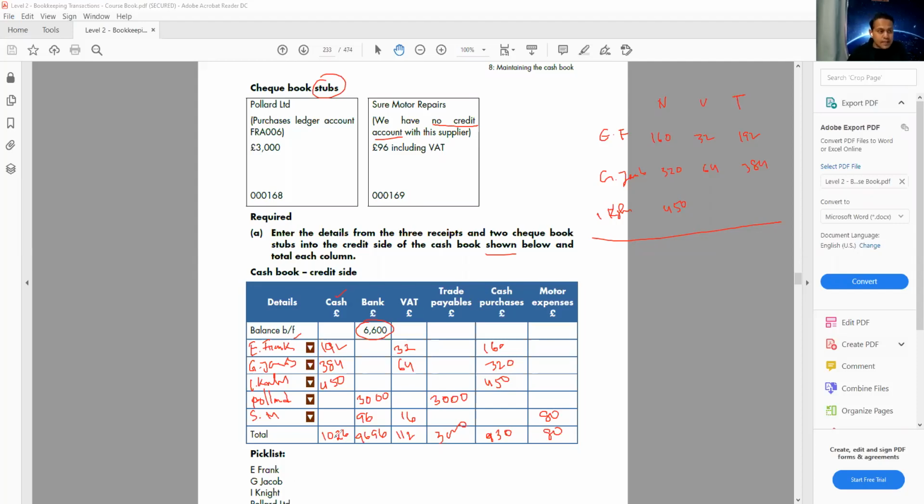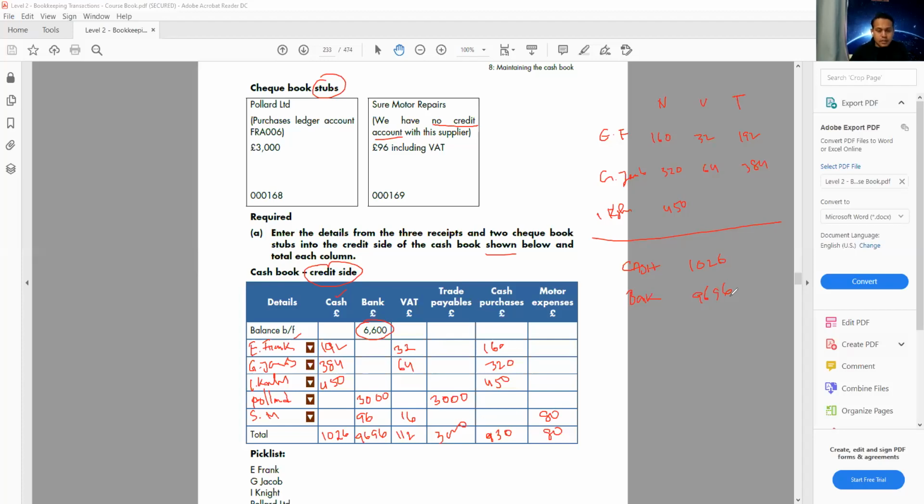So let's write it down. We have a cash balance, our total cash balance on the credit side. Remember that credit side, that's the payment. On the credit side, we paid a total of 1026 from the cash, and from the bank, we have paid a total of 9696. Okay.